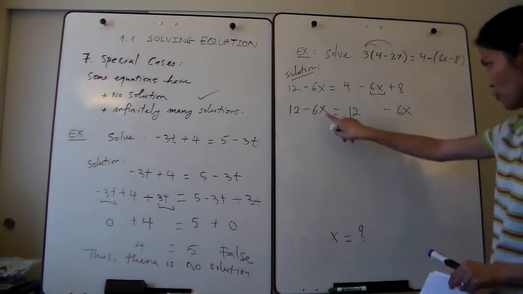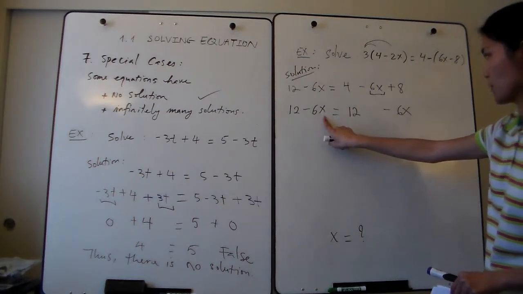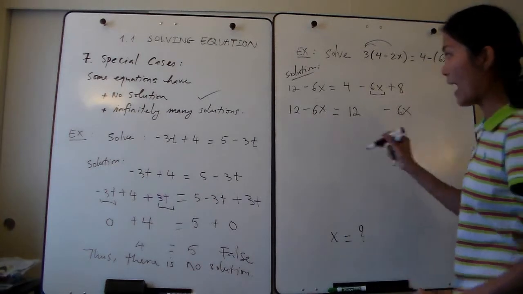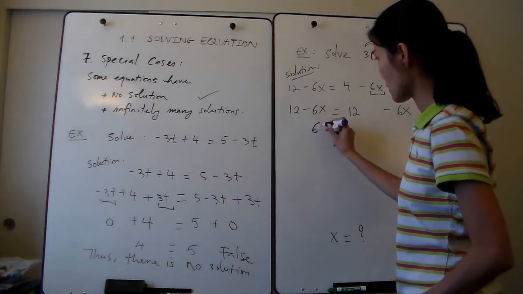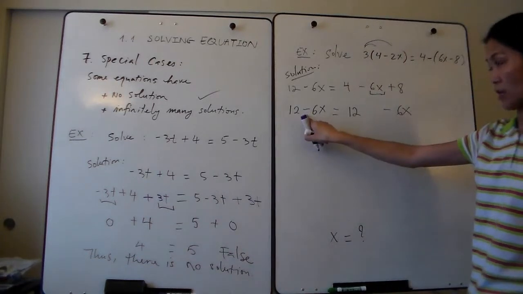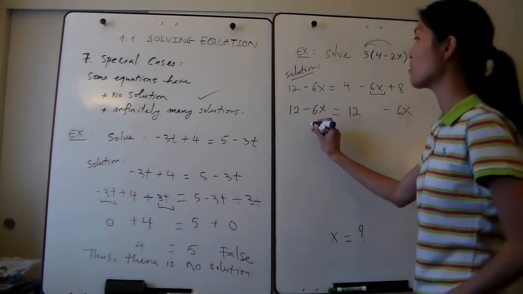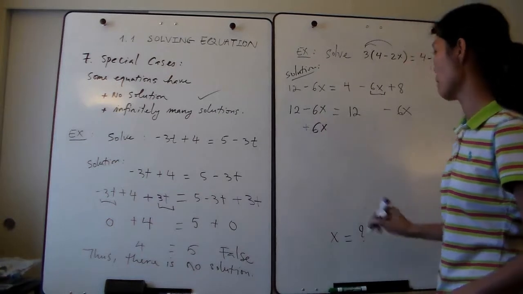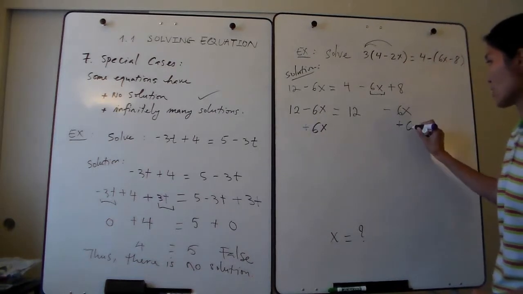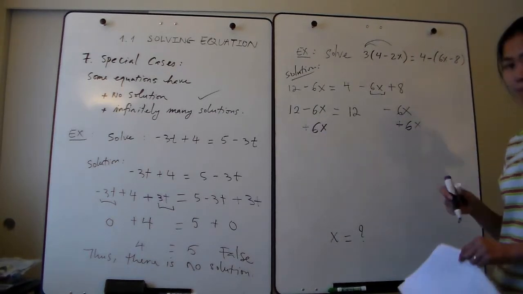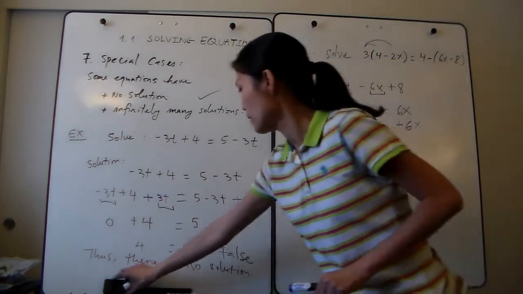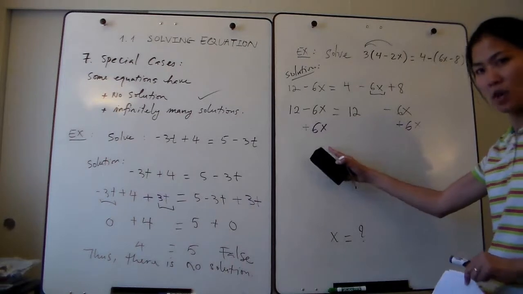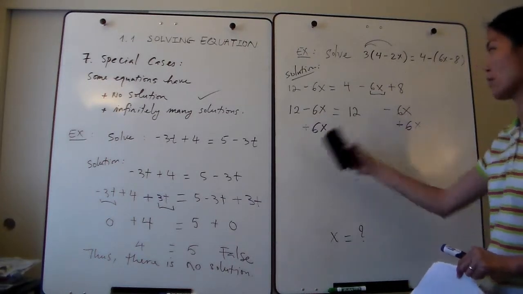So to remove the 6x, that means I need to add the same amount, right? The same 6x with a different sign. So it cannot be negative. The opposite of negative is positive. And don't forget to add 6x on both sides using the addition principle. Okay? So you know that I'm going to add 6x to both sides, right?